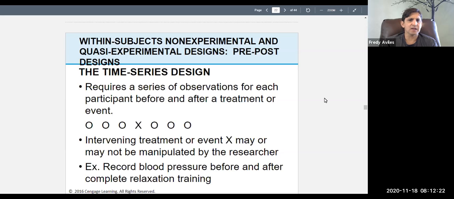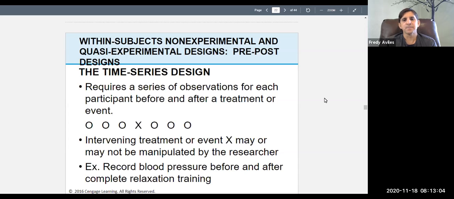It could be some relaxation training. So let's say you record blood pressure on a given day, and then you record it on a second day, and then on the third day, and then let's say on the 4th day, you have participants undergo a relaxation program. That's the treatment, and then you observe their blood pressure the next day, and the next day, and the next day after that, to see if this relaxation training program has an effect. So you establish a pattern before, then you have some treatment, then you establish a pattern afterward.